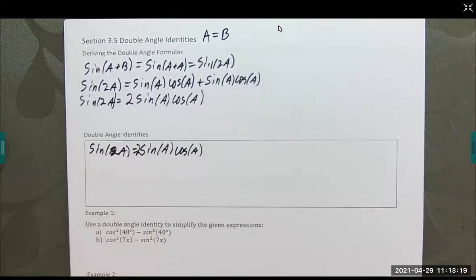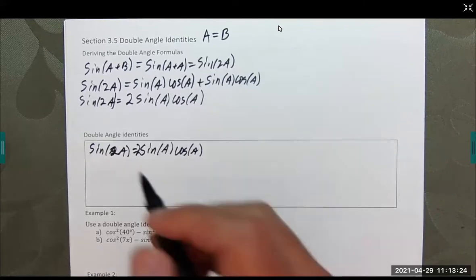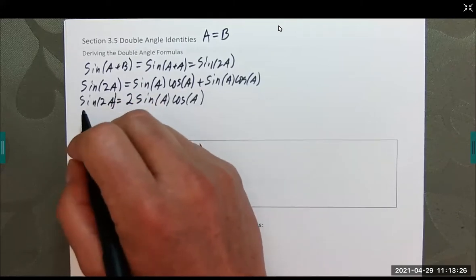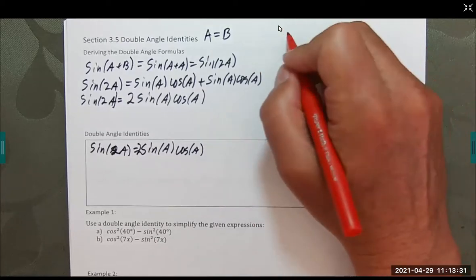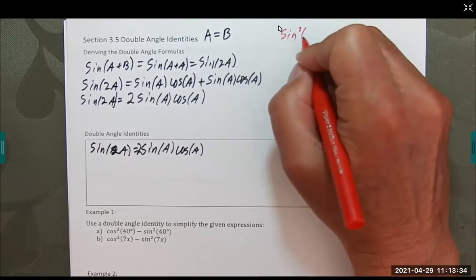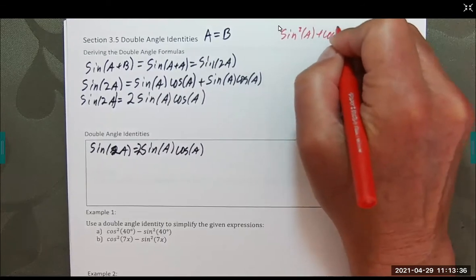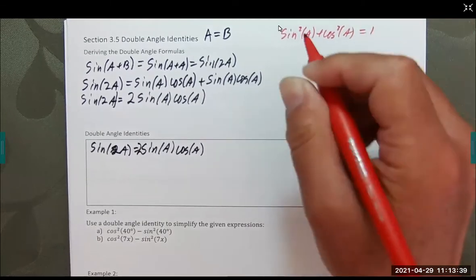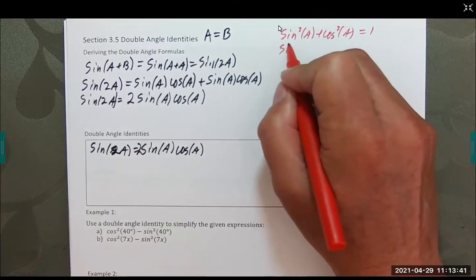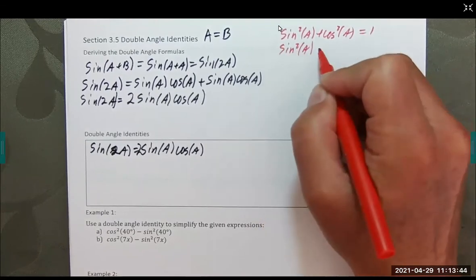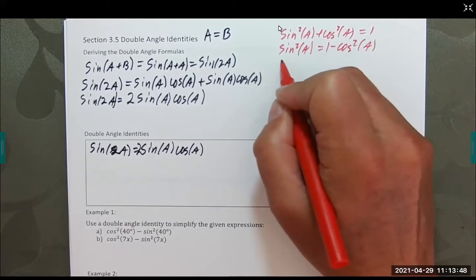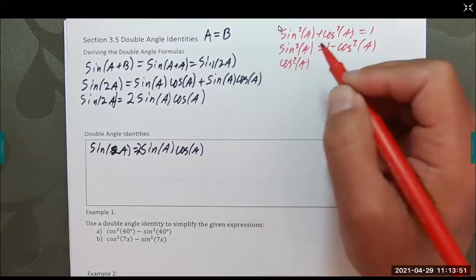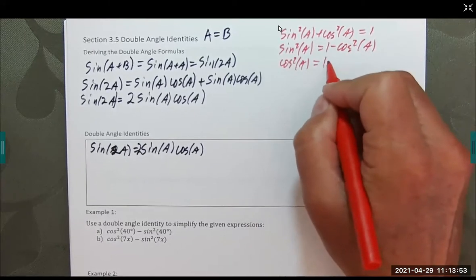Now, cosine is going to be the same, but if you remember, cosine has quite a few different ways of looking at this. And I want us to recall real quick that we have sine squared A plus cosine squared A equals 1, but we can also rewrite this as sine squared A equals 1 minus cosine squared A, and cosine squared A is 1 minus sine squared A.